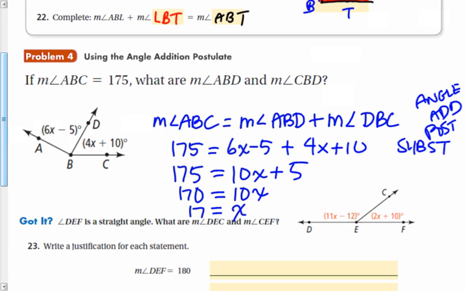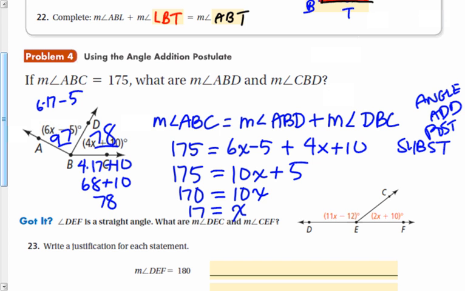Now that I know that x is 17, I'm going to just plug 17 in for x, and that's equal to 68 plus 10, which is 78. So this angle here is 78. And my other one, 6 times 17 minus 5, that would be 97, I believe. And those two together add up to 175. So that's good. All right, we'll try that.